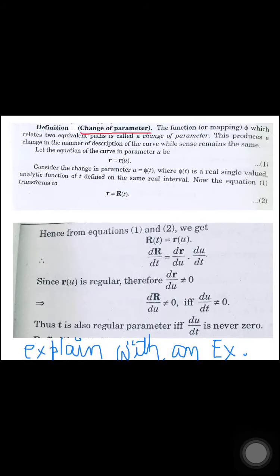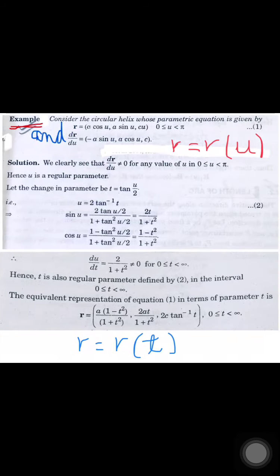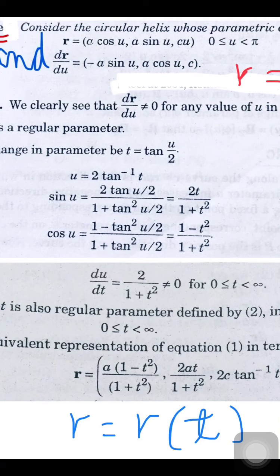Now, to make this clear, we are taking an example to explain this procedure of change of parameter. Consider the circular helix whose parameterization is r equals a cos u, a sin u, c u, where u lies between 0 and pi. We get dr by du equals minus a sin u, a cos u, c, which we can easily find by differentiating with respect to u.